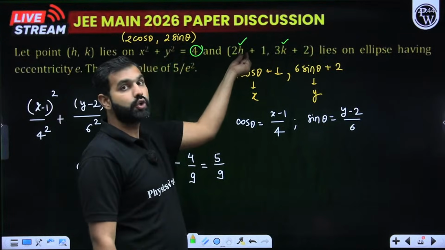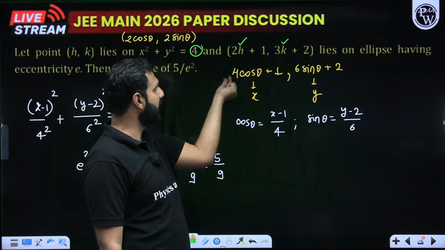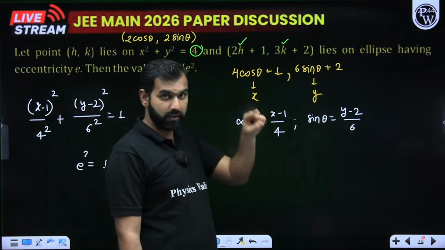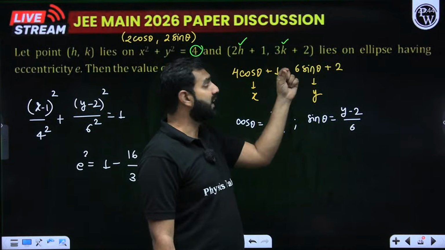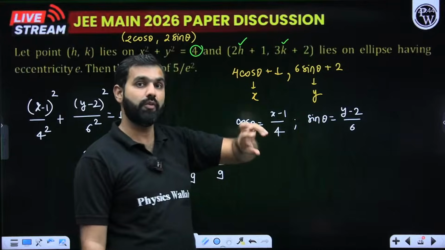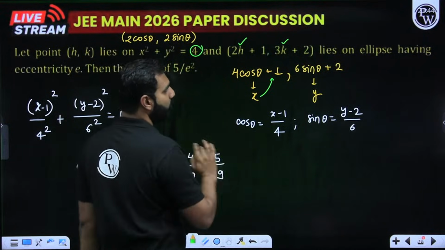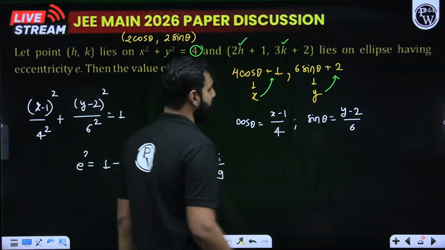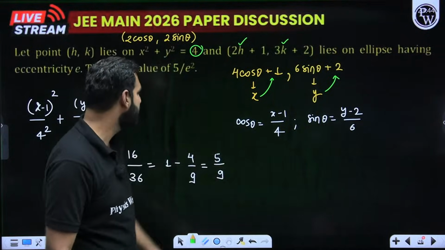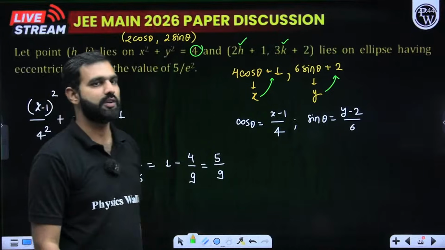So h is 2 cos theta. So 2 into 2, that is 4 cos theta plus 1, is x for that ellipse. 3 into 2 sin theta, so 6 sin theta plus 2 is y for that ellipse. If I find cos theta from here, it will be (x minus 1) by 4. Sin theta will be (y minus 2) by 6. So cos square theta plus sin square theta is 1. With that, we get the equation of the ellipse.